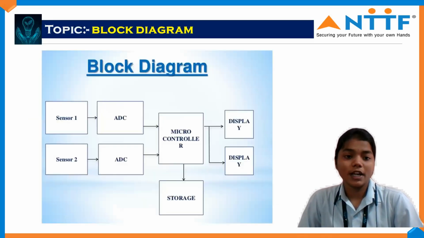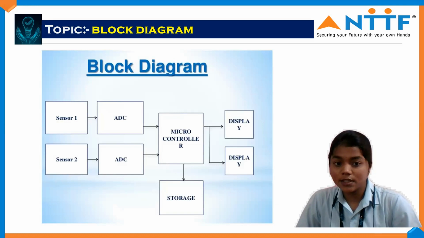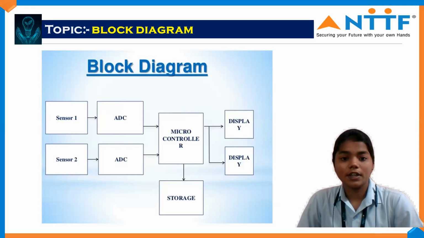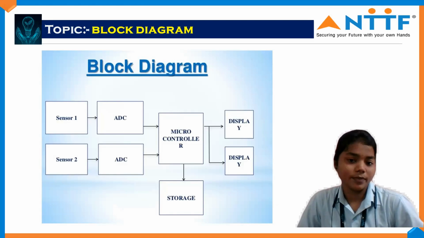This is a block diagram of a data logger. These are the two sensors in use. First, voltage and current sensor. ADC is the analog to digital converter. Microcontroller is a small computer on an integrated circuit chip. This is the storage and the display.